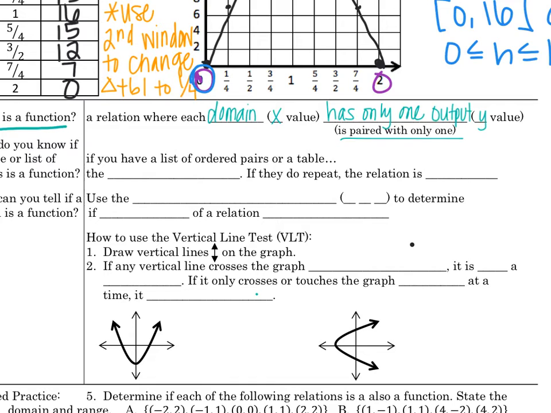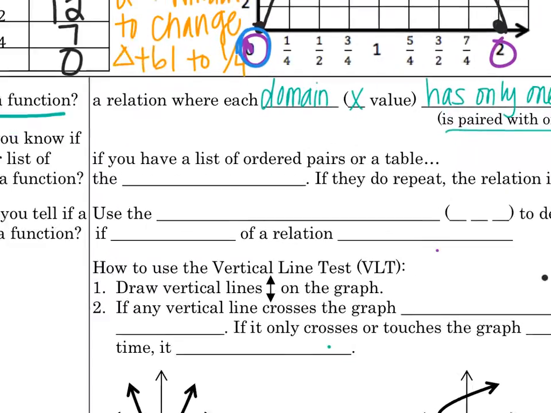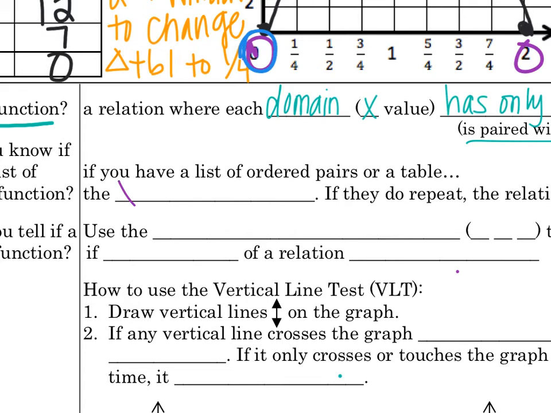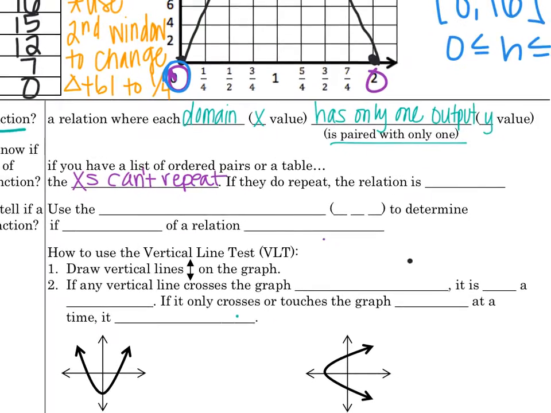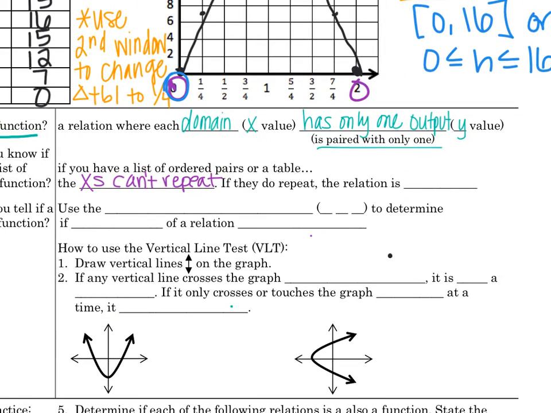We know that if we have a list of ordered pairs or a table, the x's cannot repeat. Let's zoom in here. The x's can't repeat. Absolutely no x's can repeat. If they do repeat, the relation is not a function.